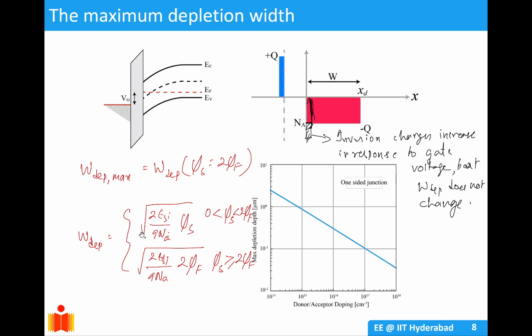At that time, we can calculate it. When the surface potential is in the depletion region, you can say that your depletion width is the square root of 2 epsilon si psi s by q Na, and in the inversion region, it is the square root of 2 epsilon si times 2 phi f by q Na, because that is the maximum depletion width.